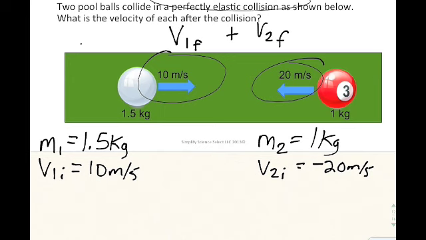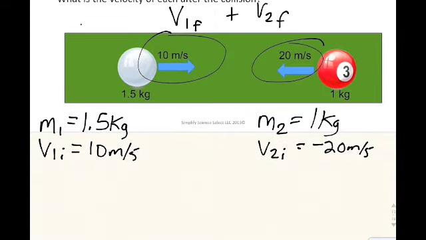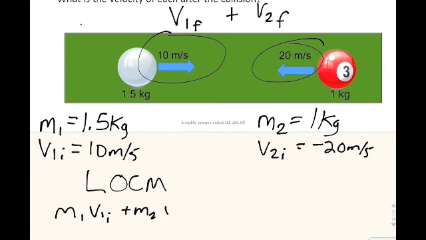So now what I want to do is start off with what's my go-to at this point. I have the conservation of momentum. The conservation of momentum, or LOCM, Law of Conservation of Momentum, says that you have this. The mass of object 1 times the velocity of object 1, initial, plus the mass of object 2 times the velocity of object 2, initial, equals the mass of object 1 times velocity 1 final, plus the mass of object 2 times velocity 2 final. And that can get kind of messy, but it's going to make a little bit more sense when we plug everything in.